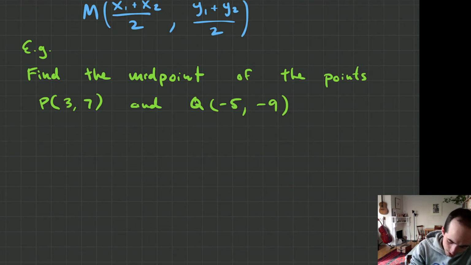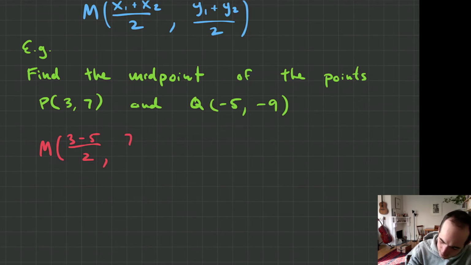So the midpoint, and I'll do this in a different color so we know that it's different from the question. So the midpoint is going to be, I'm going to take the average of the x's, so it's going to be 3 plus -5. I'm just going to write 3 minus 5 over 2. And the average of the y's is going to be kind of the same thing. I'm going to write 7 plus -9, which is the same thing as 7 minus 9 over 2.